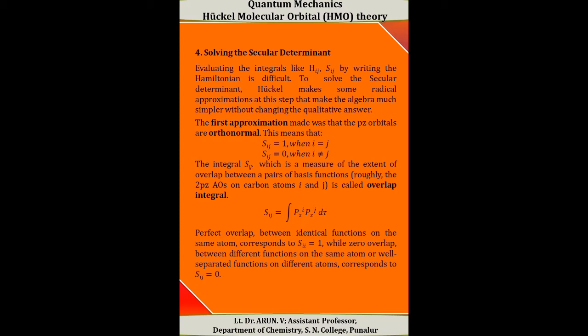The first approximation made was that the pz orbitals are orthonormal. This means that Sij is equal to 1 when i is equal to j, and Sij is equal to 0 when i is not equal to j. The integral Sij is a measure of the extent of overlap between a pair of basis functions. Roughly, it is the 2pz atomic orbitals representing the carbon atoms i and j, and it is called the overlap integral. That is, Sij is equal to the integral of pzi pzj dτ.